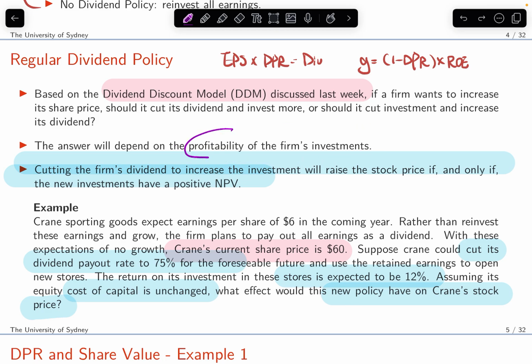So whether to increase or decrease the payout would depend on whether the firm is good at converting equity into returns. Cutting the firm's dividend to increase investment will raise the share price if and only if new investments have positive net present value. Otherwise, paying it out to shareholders will actually be more beneficial.